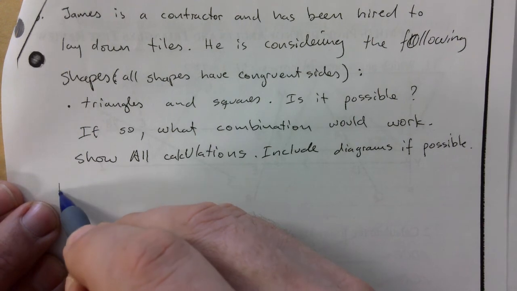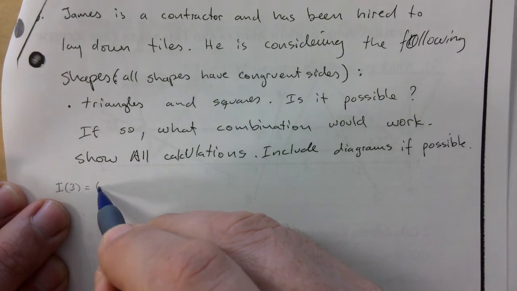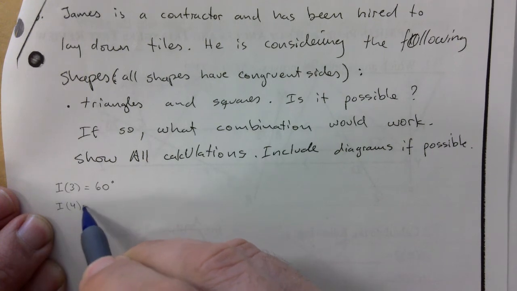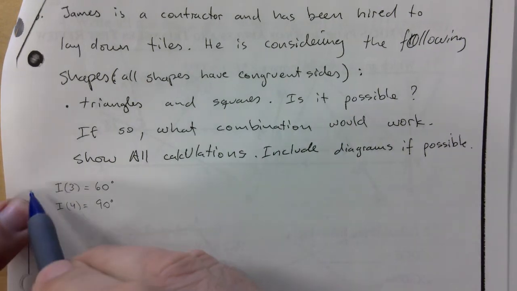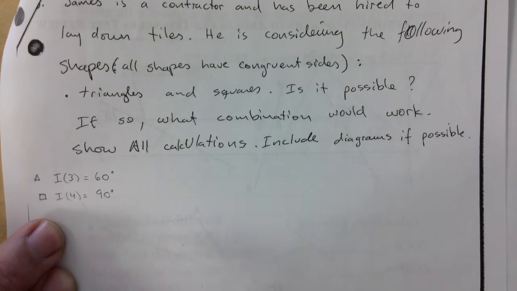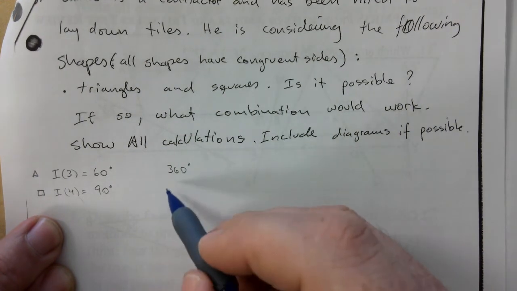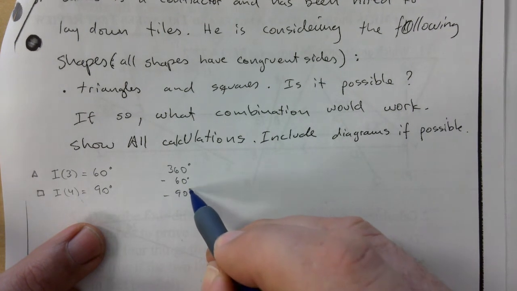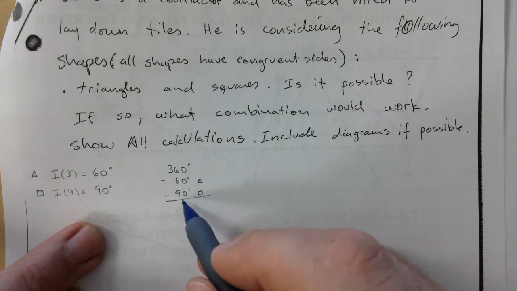Right? So I will go interior angle of a triangle we know is 60. Interior angle of a four-sided regular polygon is 90. So this is my triangle and this is my square. Okay. And so you have 360 and you got to go one at a time. Take away a triangle, take away a square, right?